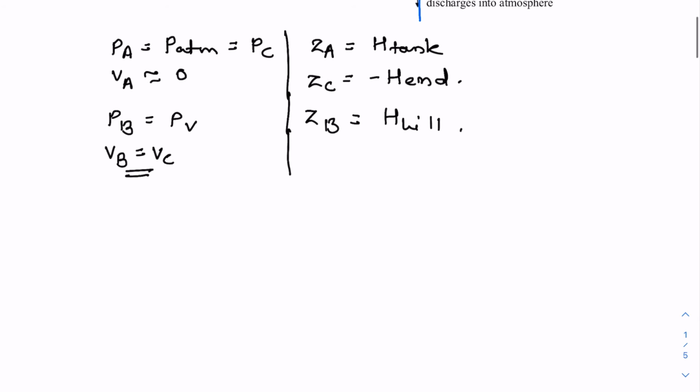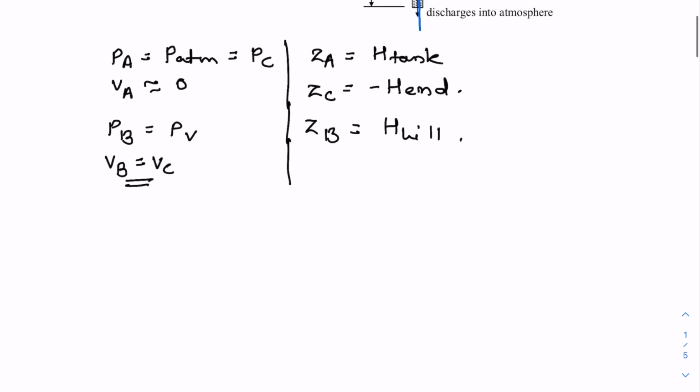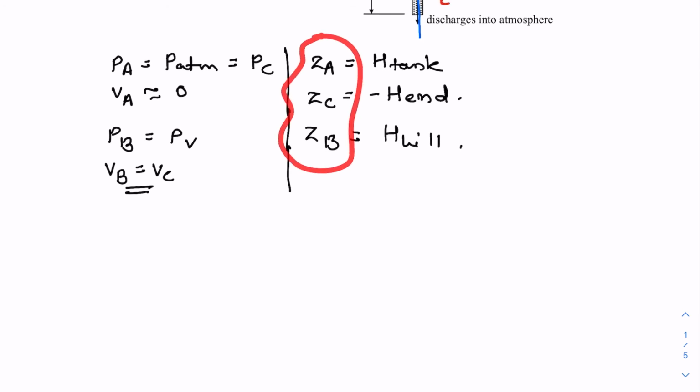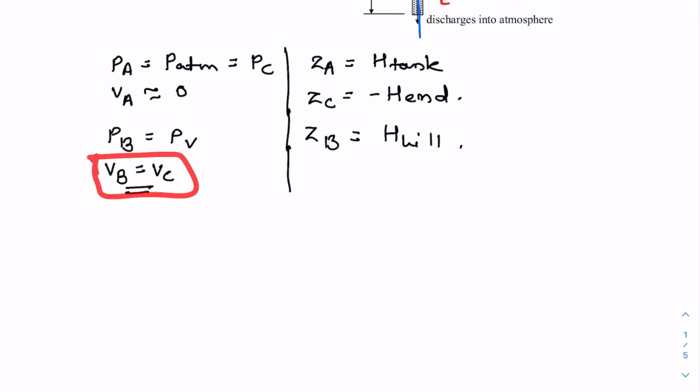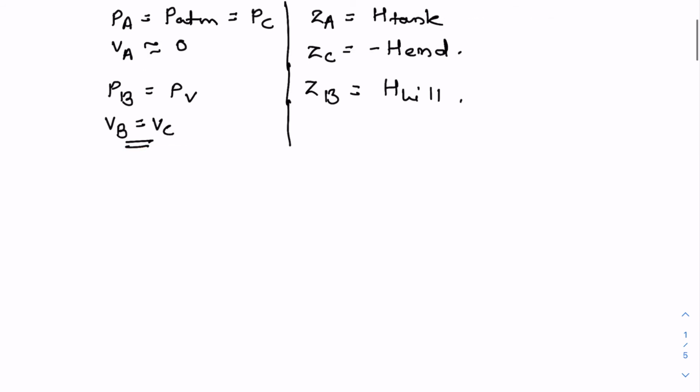Okay, with that, so again, if you look carefully, among all these, the elevations for each point are known, pressures are known. What's unknown is the velocity with which the water is flowing through the pipe. So let's just see if we can solve for the velocity of water flowing through the pipe. And we can do that by applying Bernoulli equation between points A and C.